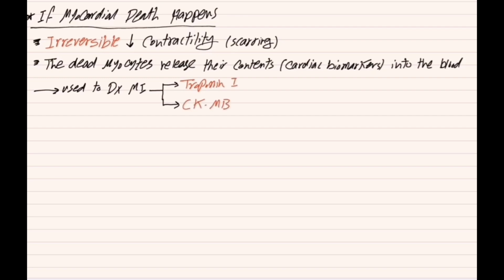So the first is cardiac troponin 1, and this increases after 4 hours and peaks after 24 hours. And the important point is that it lasts for 7 to 10 days, and it is more specific than the other biomarkers. The second one is creatinine kinase MB.